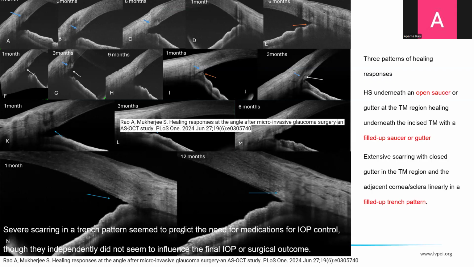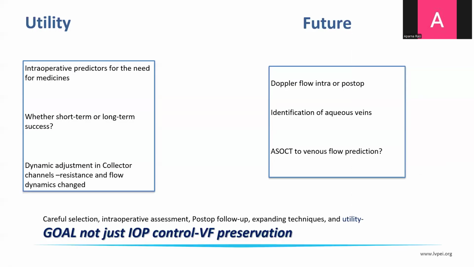This again indicates the importance of anatomical variations in each eye and the dynamic changes that happen in the pressure flow dynamics in that eye over time that at present are not amenable to easy assessment by any technique.